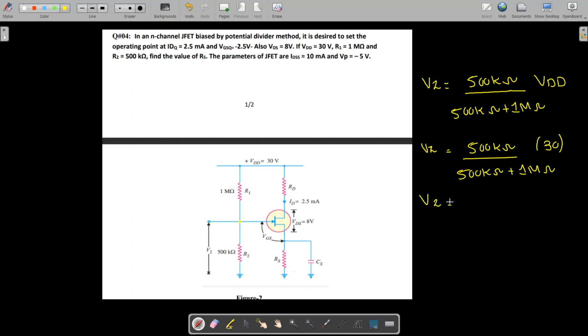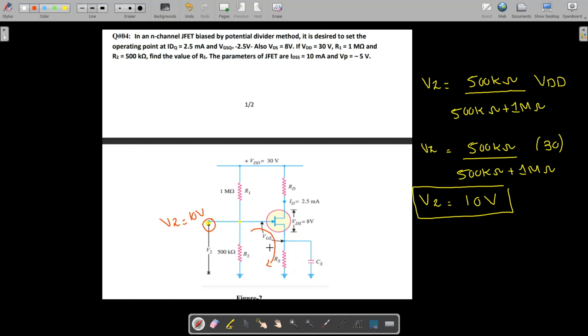So when you solve this, this will be 1 by 3, because 1 mega ohm is 1000 kilo ohm. So this will be 1 by 3 multiplied by 30, and we are going to get V2 equal to 10 volt. So once this V2 is found, that is 10 volt, we can easily find the RS. Because we have DC analysis, this capacitor is going to be open circuited. So what we need to do is apply a KVL over here, and we can simply find this RS.